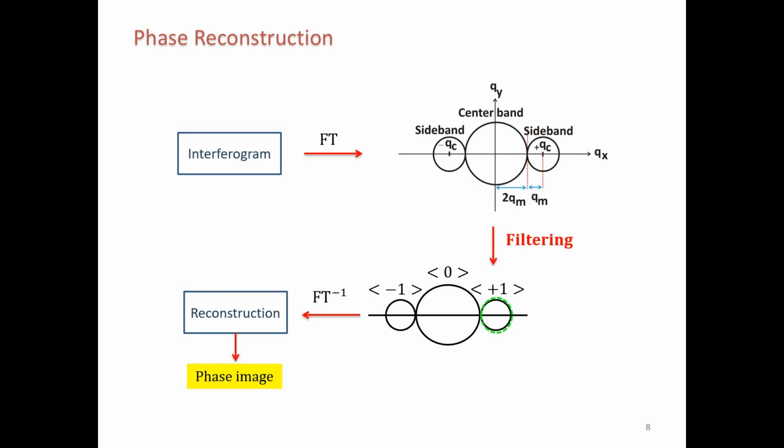The interferogram is then Fourier transformed, as you see. We get two sidebands plus one center band. One sideband is filtered with a proper window, and applying the inverse Fourier transform results in the phase image, and subsequently we can reconstruct the phase profile.